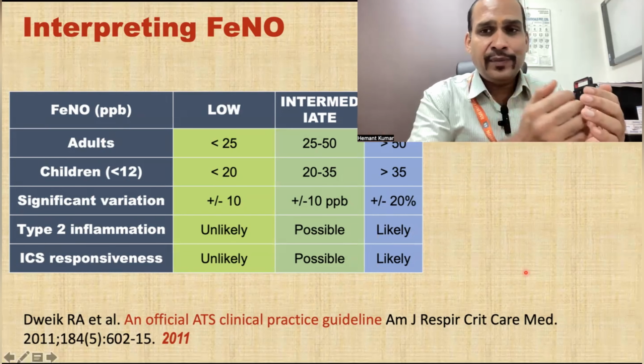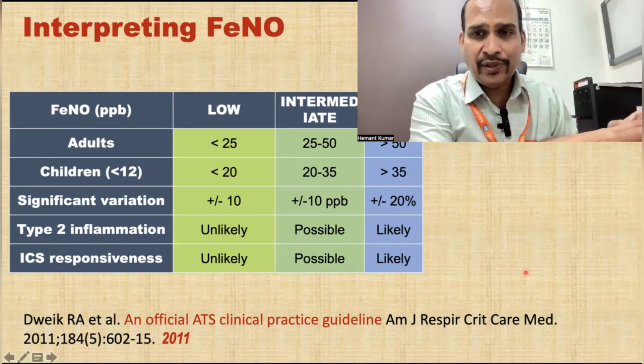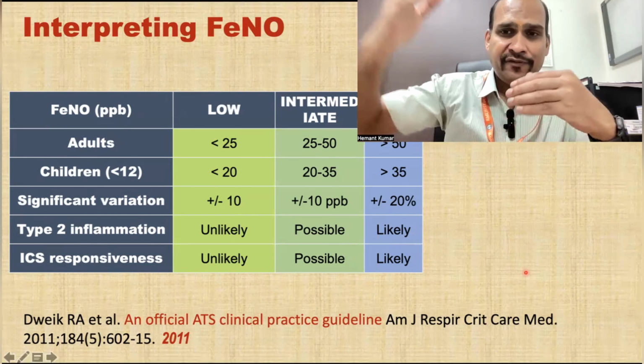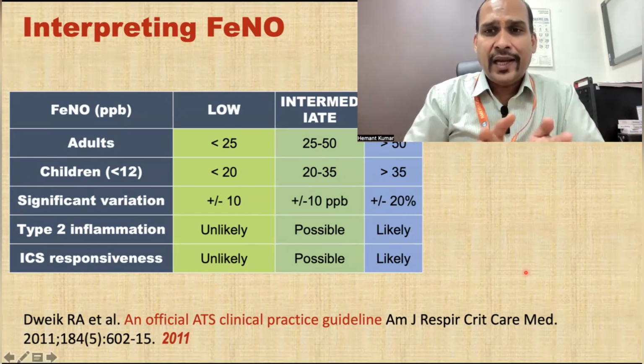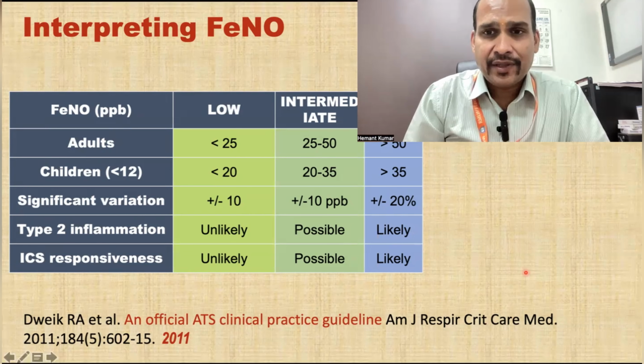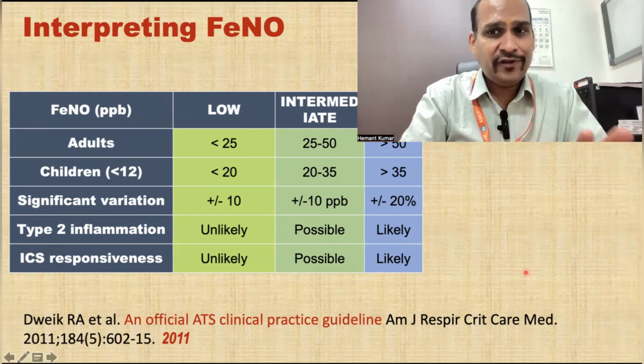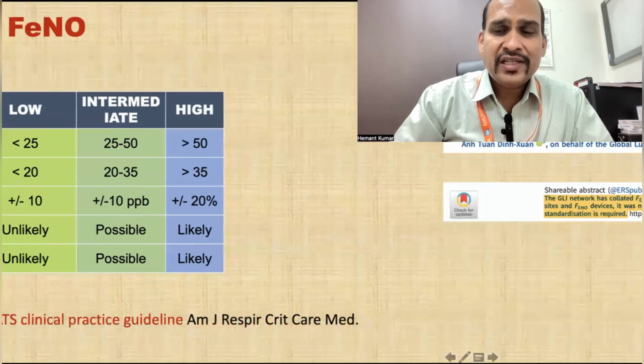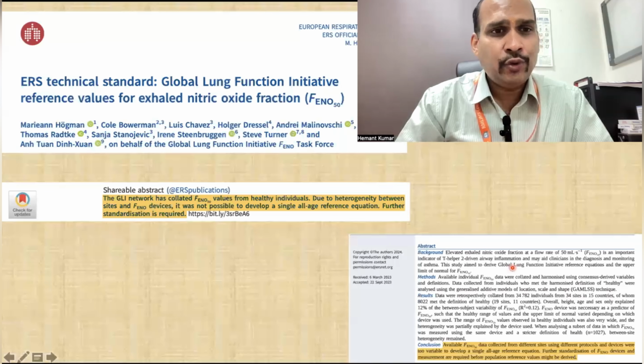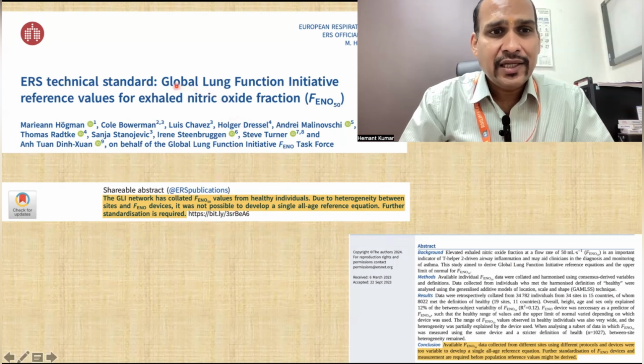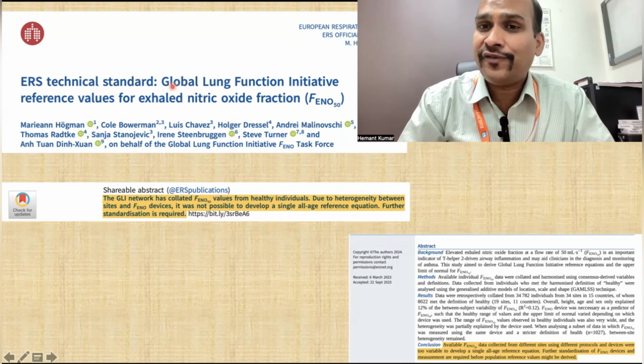It means the FeNO level must be different for the Indian population, different for the Chinese population, different for Russian people, different for tall people, different for short people, like spirometry prediction. It will also be different for different people. So recently, last year in 2024, ATS and ERS published this article, the ERS technical standard for FeNO.